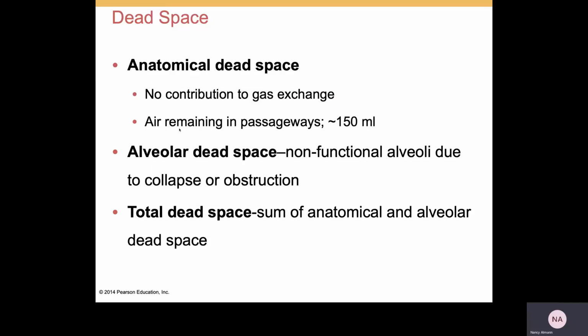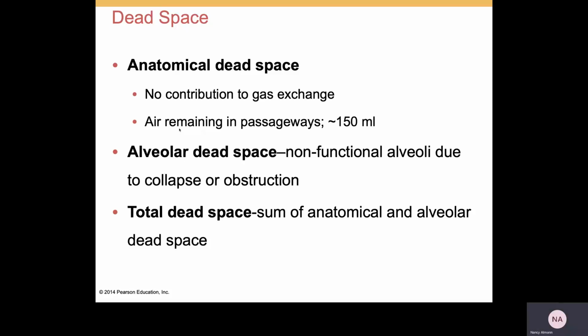Now, there's also going to be dead space. What does that mean? The areas in your lungs that make no contribution to gas exchange. And when you talk about anatomical dead space, that is the air that is in passageways, which is about 150 milliliters. There may be alveolar dead space, and that's different from the anatomical dead space, because when you talk about alveolar dead space, you may have non-functional alveoli because they're collapsed or there's some sort of obstruction. When you talk about total dead space, clearly that makes sense that it's going to be both anatomical dead space and alveolar dead space.